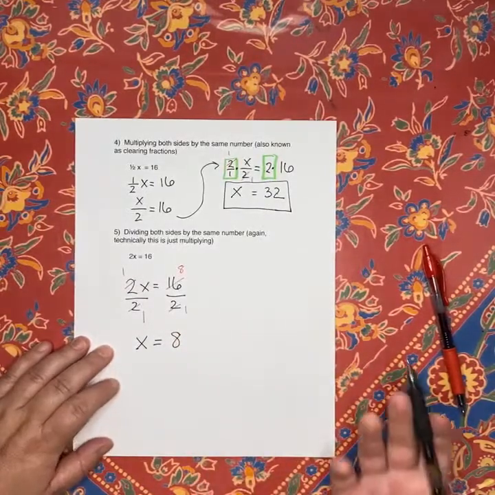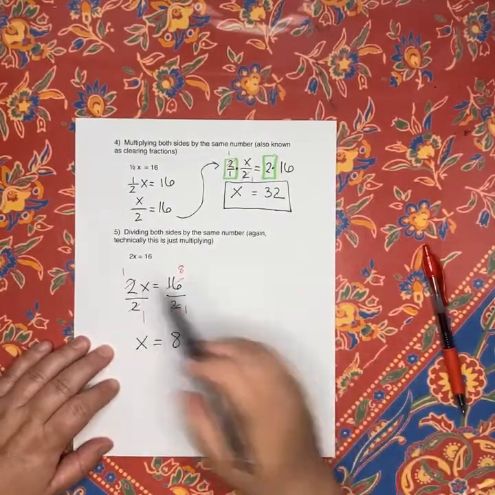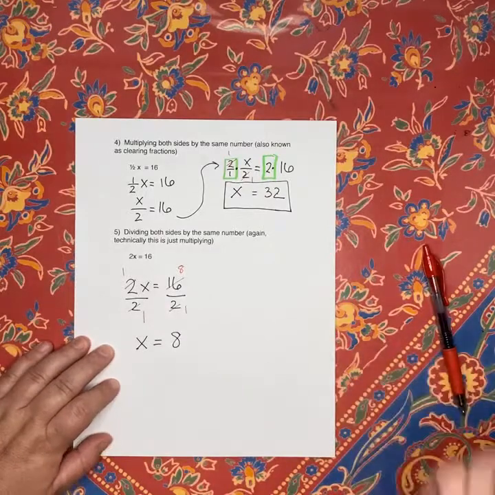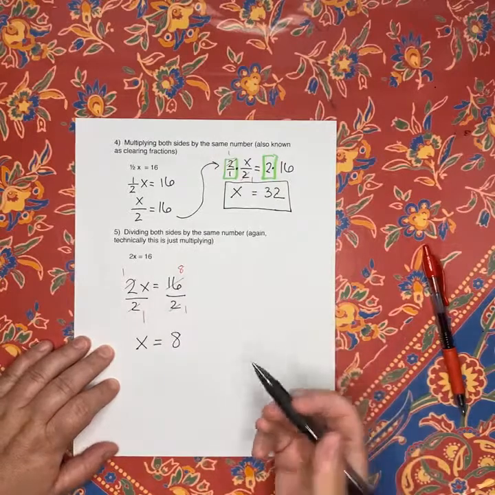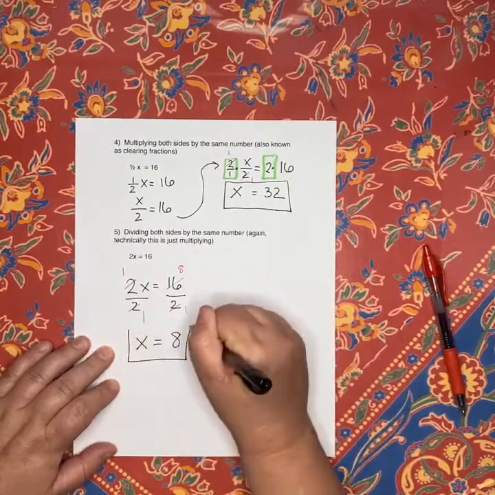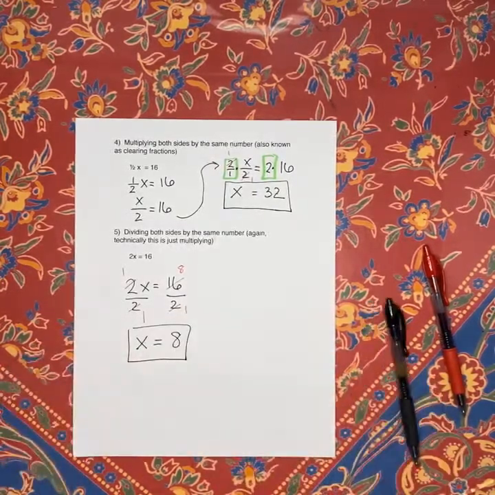And of course, these are pretty straightforward. So if I told you I'm thinking of a secret number, twice that secret number is 16, what's the secret number? You could probably tell me, oh, it's x equals 8. But those were the 5 basic building blocks we have to solving equations.